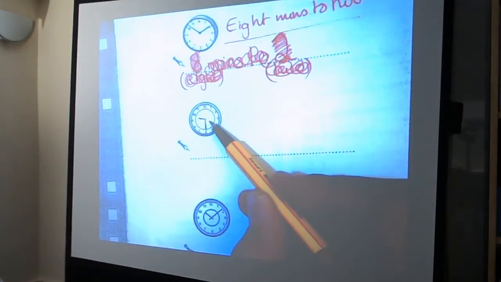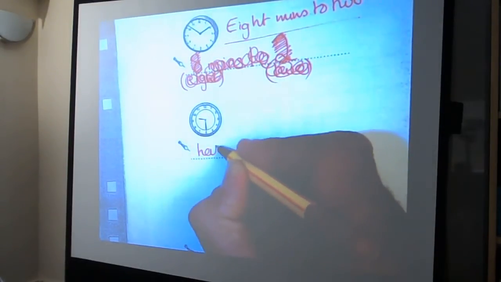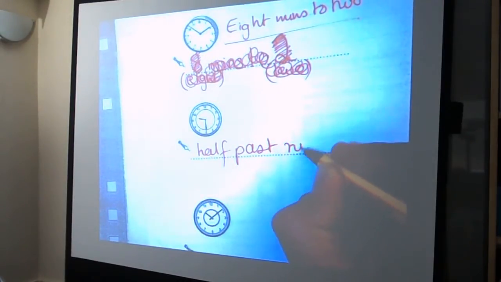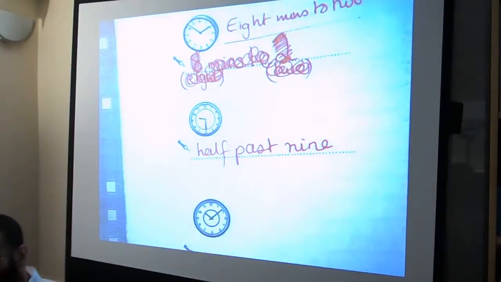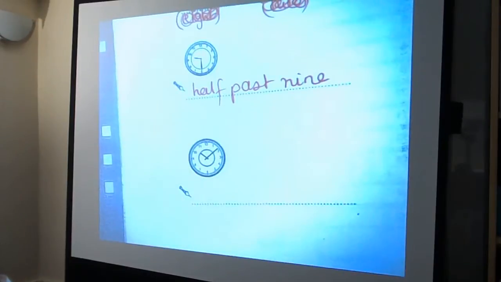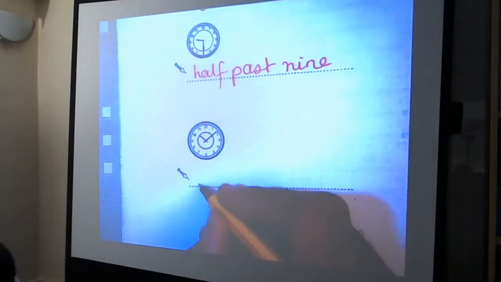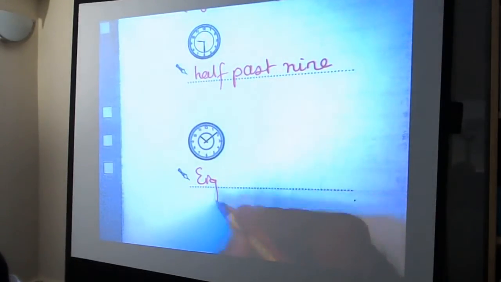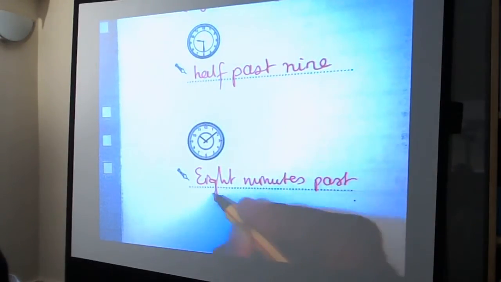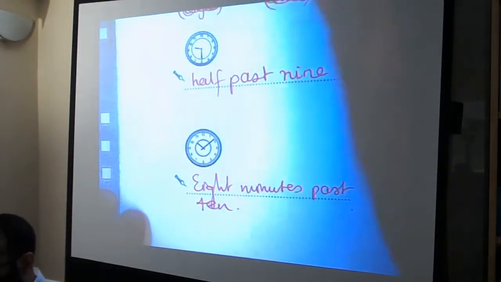This next clock over here, as we can see the time is clearly 9:30. Easy. Half past 9. Okay, the next time. 8 past 10. Okay, we have about 8 minutes past. So this clock here, it's going to be 8 minutes past 10. Okay, that's the end of that one.